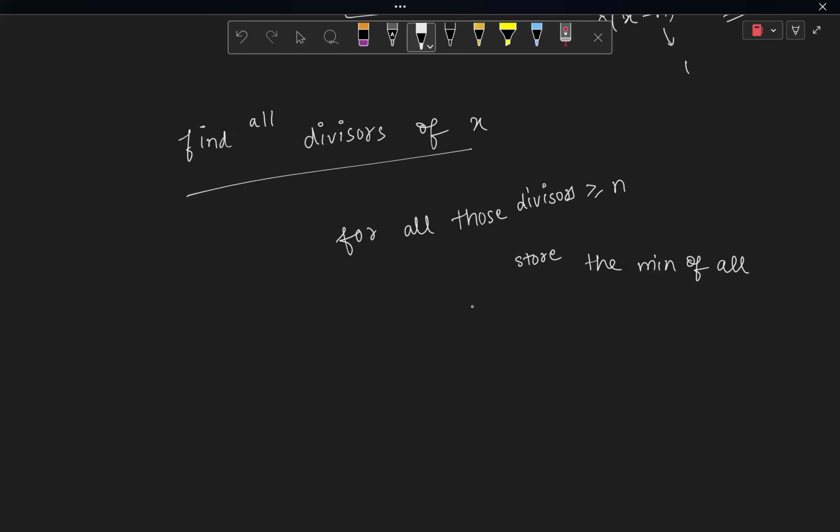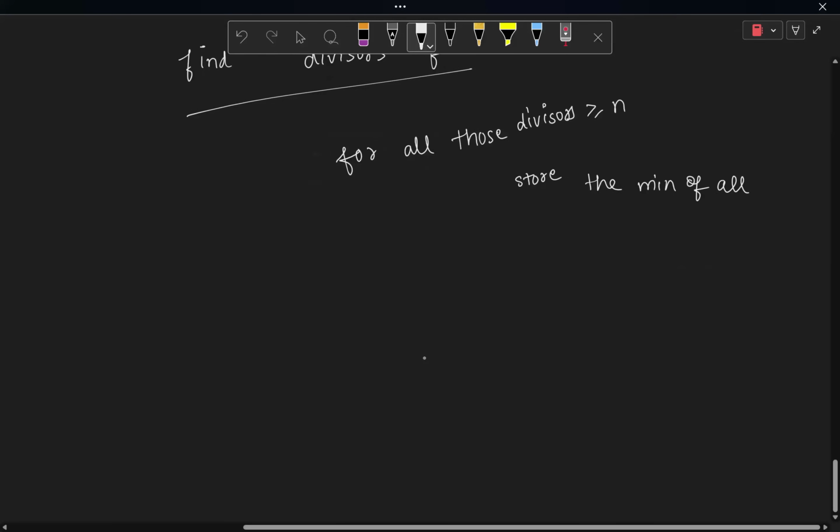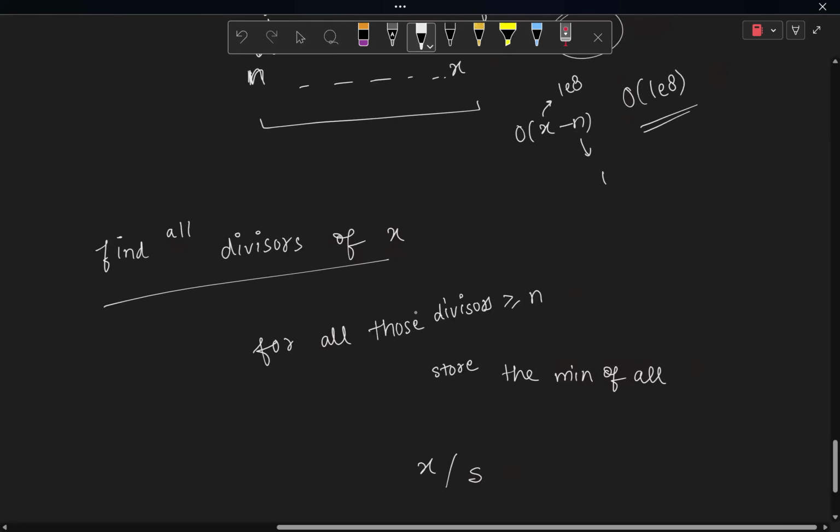Does this thing make sense? In this way, you can find the minimum of all of the divisors of x which are greater than or equal to n. And once you figure this out, let's say I got it to be s, the smallest factor like this, the answer would be x by s. Now, how will you find all the divisors of x? And what is the time complexity here?